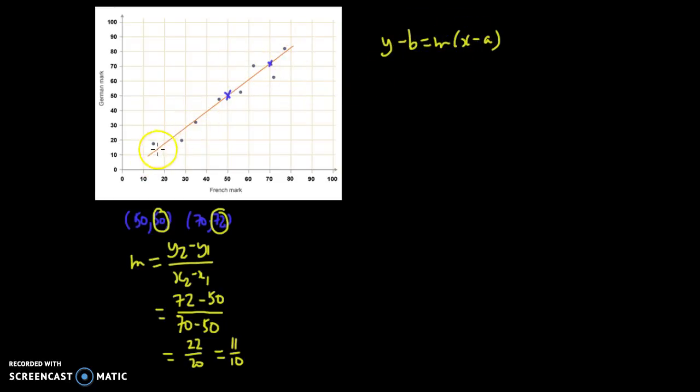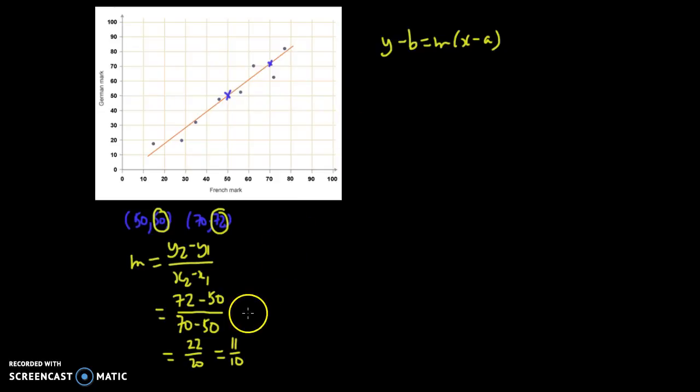And one thing I should have emphasized earlier was when you're choosing the points to find the equation of a line, the points must be on the line. Not necessarily the scatter graph points. So for instance, this one here, that's not on the line, so we can't choose that. In fact, none of the scatter graph points are on the line. So you have to choose points on the line.